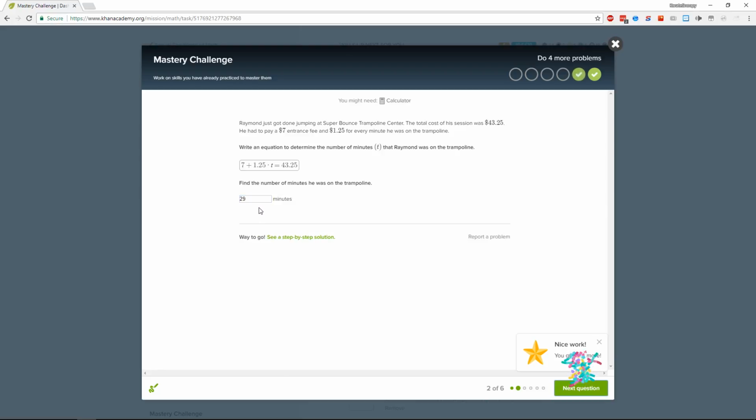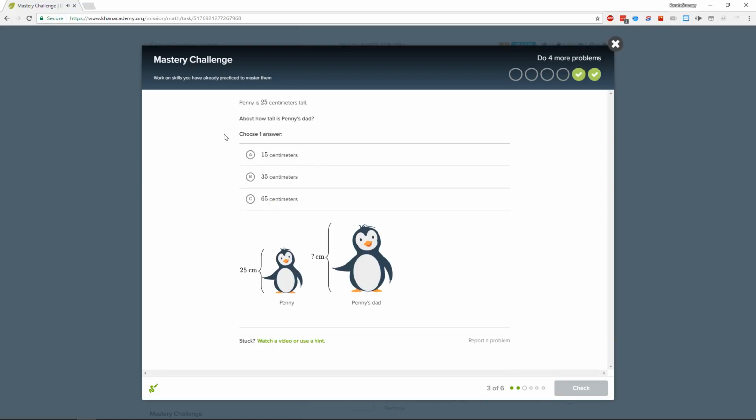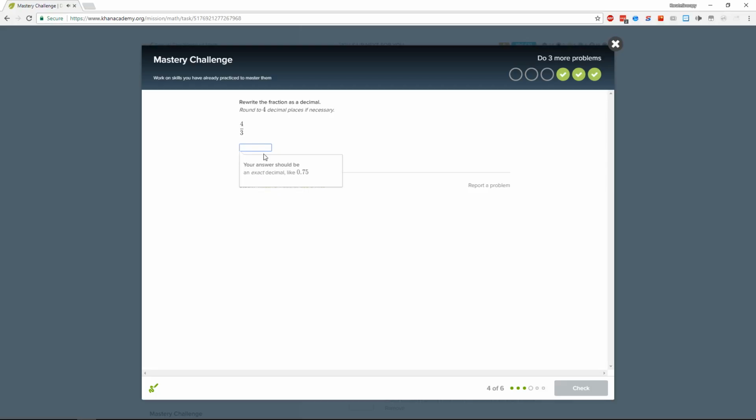29. Penny is 25 centimeters tall. How tall is the dad? I don't know. A third. Is it more? See, double would be like there. I guess it's 35. I don't know. 1.333.